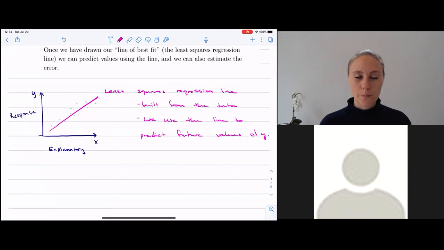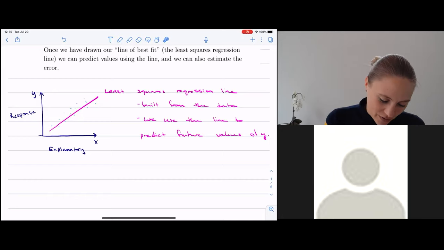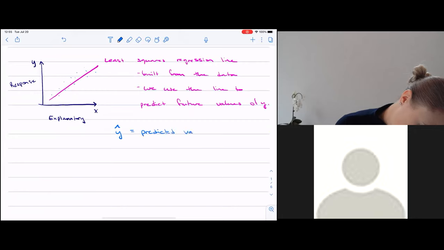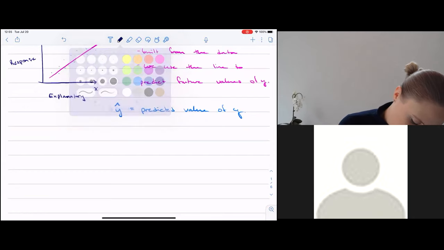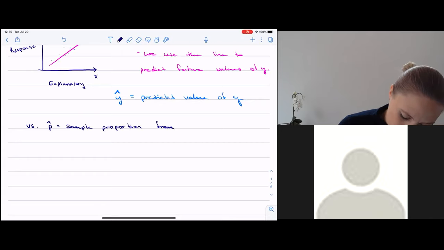Okay. So that means that with this line, we're going to be able to plug in some value of x and get some predicted value of y. And so we need notation, of course, for the predicted value of y. And so we have y hat is the predicted value of y. Okay. Now we've seen p hat, right? Let's just do a little versus p hat is the sample proportion from chapter six.